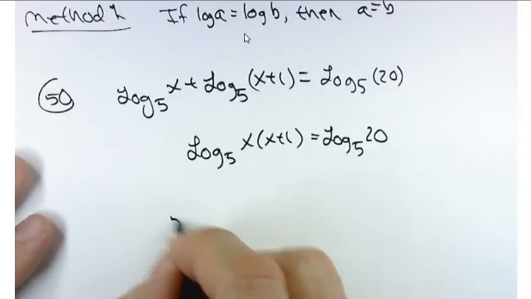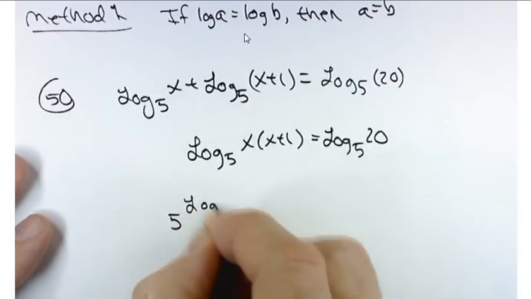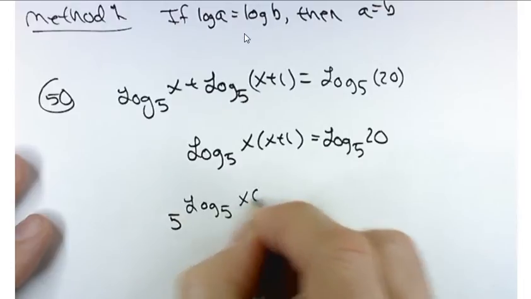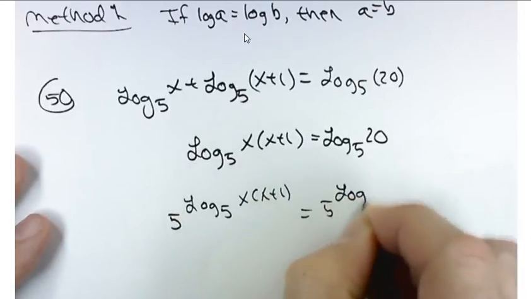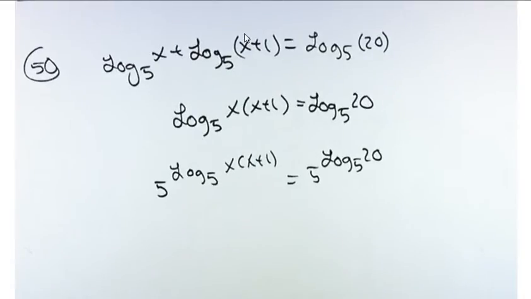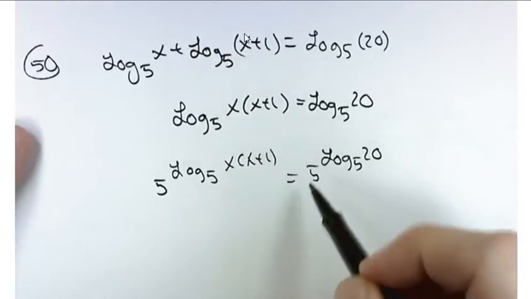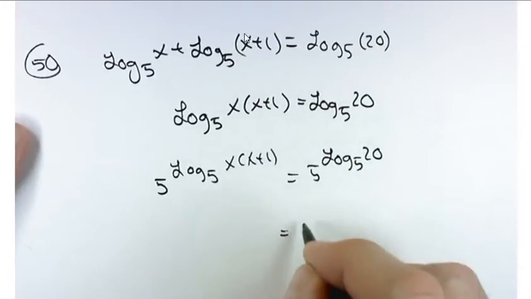You're doing 5 to the log base 5 of x times x plus 1 equals 5 to the log base 5 of 20. You're raising both sides to the power 5. Now why? Going back to our properties of logarithms, these things cancel each other out. So you're just left with a 20 and an x times x plus 1.